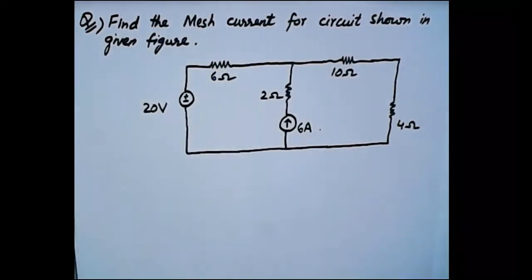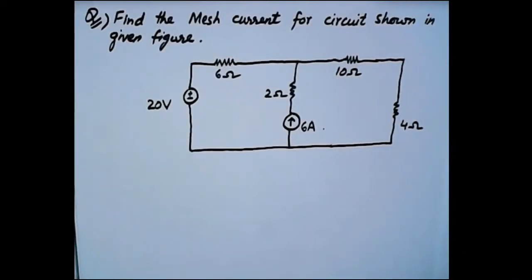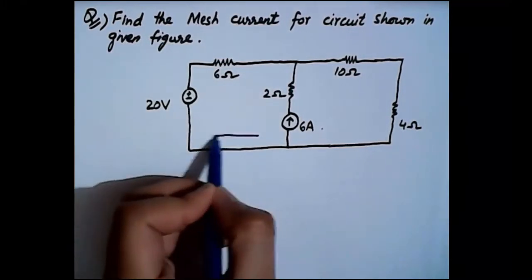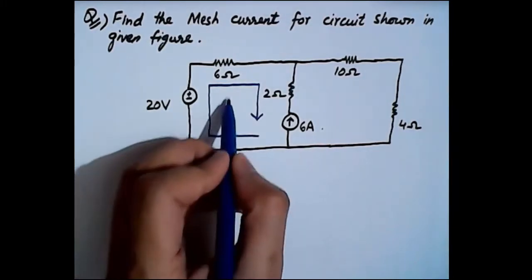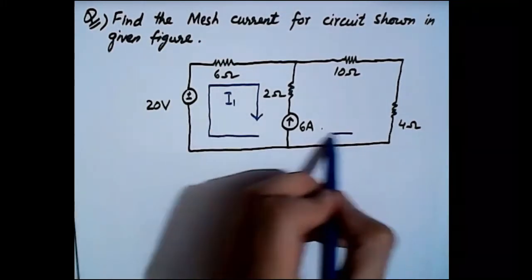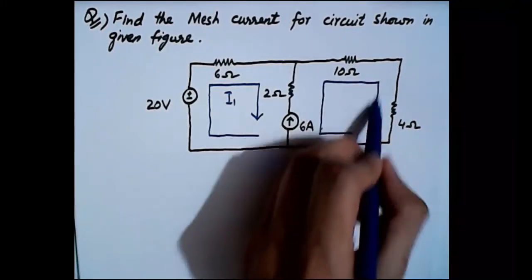Okay, so this is our question here, and you can see that in this particular question we have to find the mesh currents. Since we have to find the mesh currents, we need to first identify how many loops are there in the system. So this is our loop number 1. Loop and mesh are almost the same thing, so you can use these terms interchangeably, right?